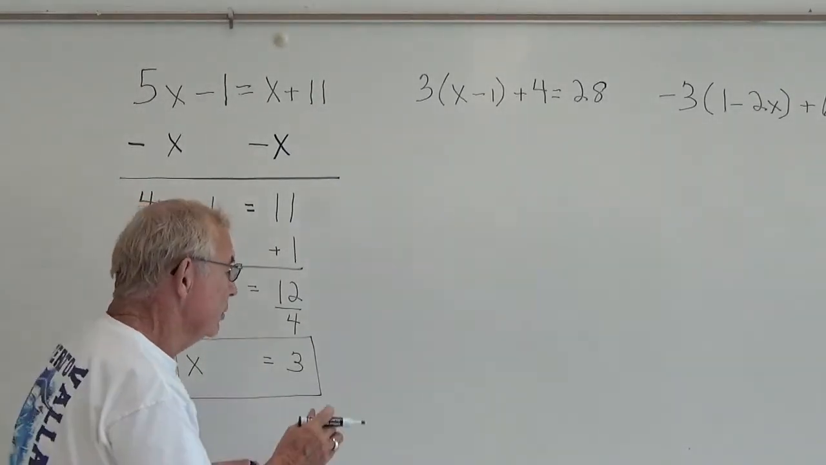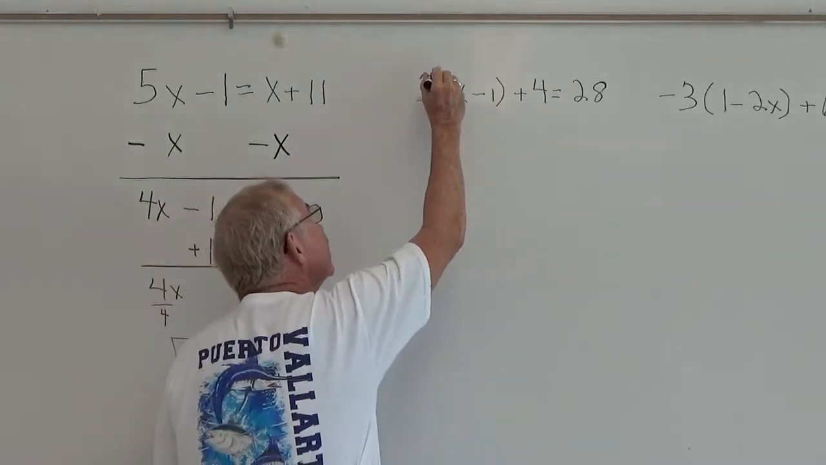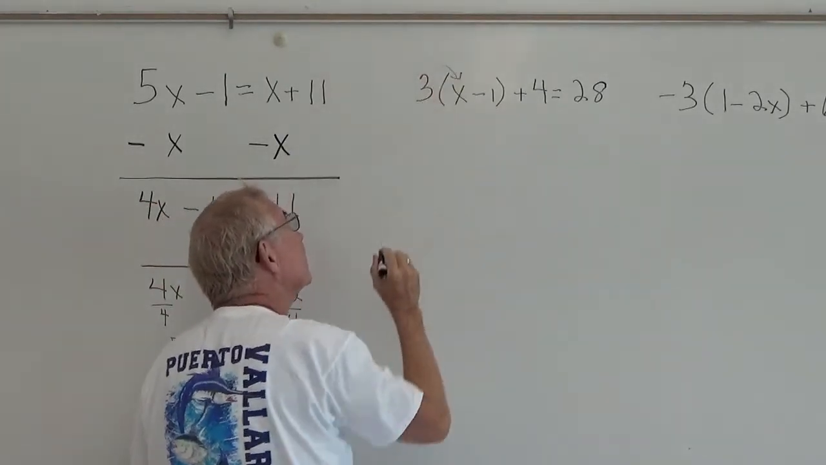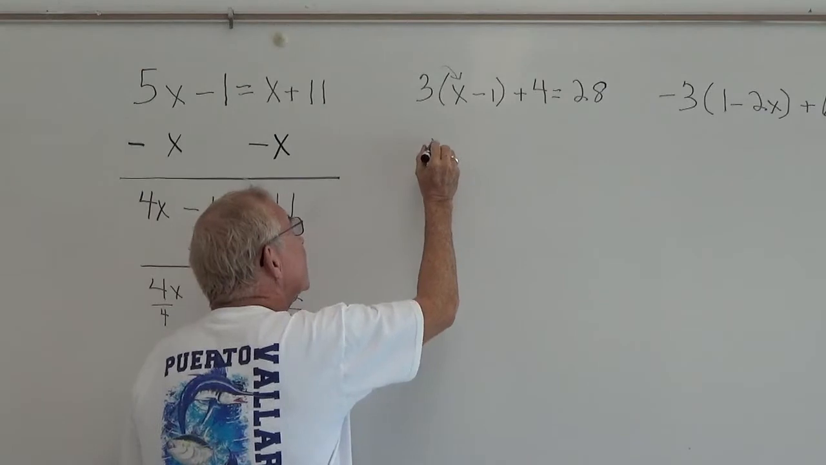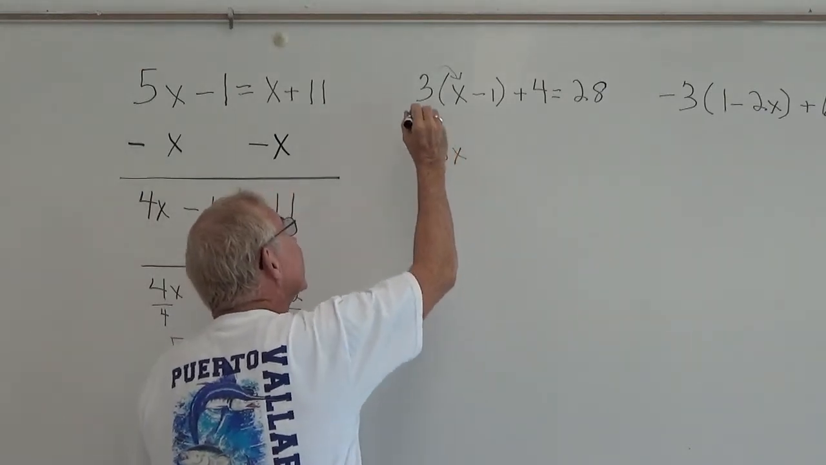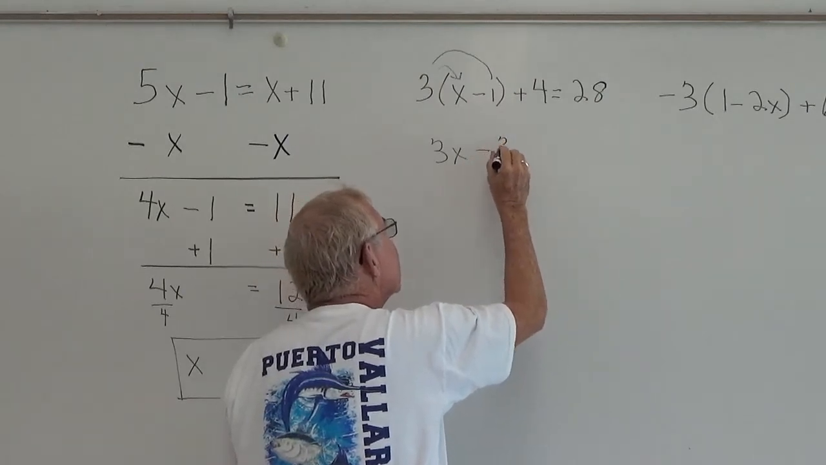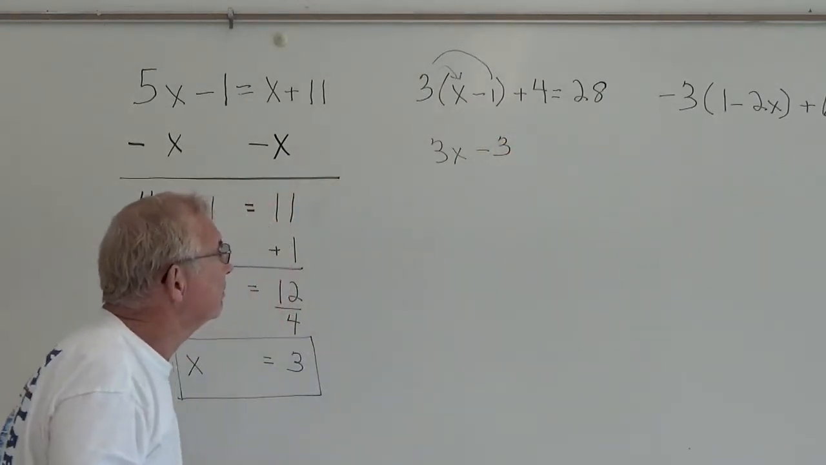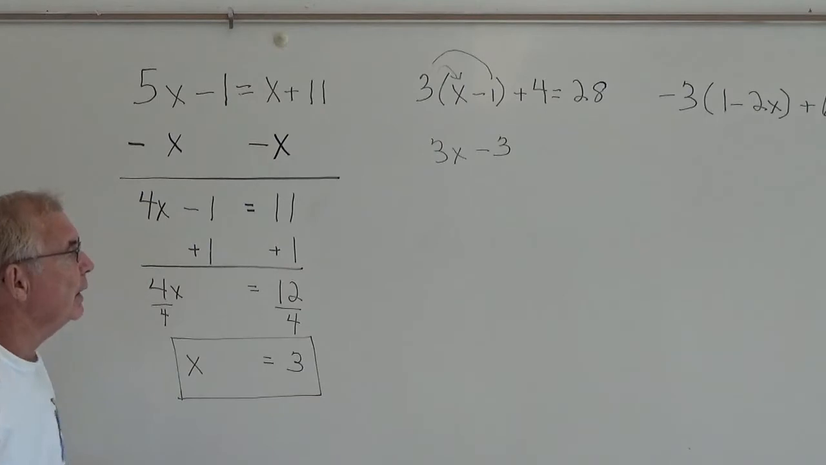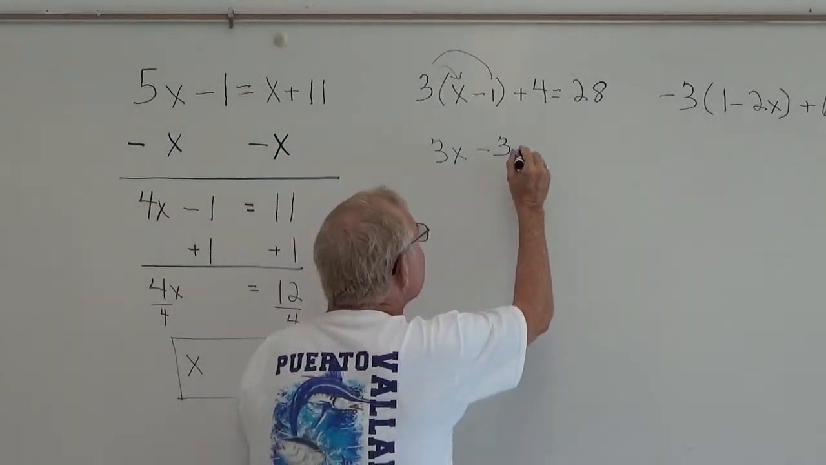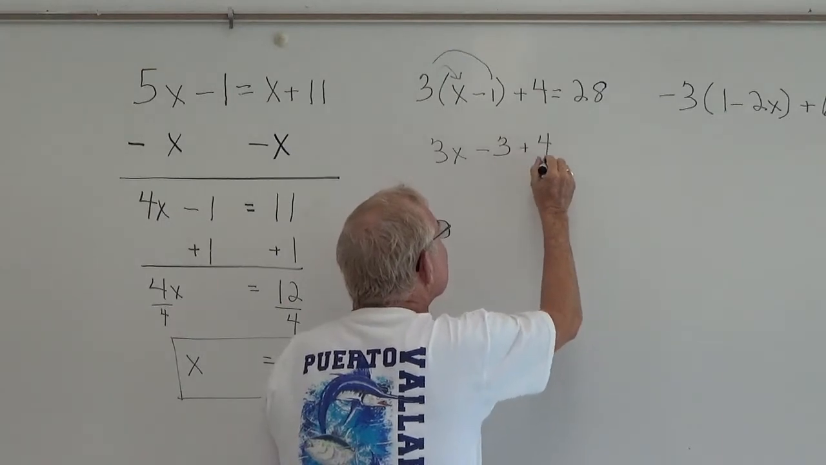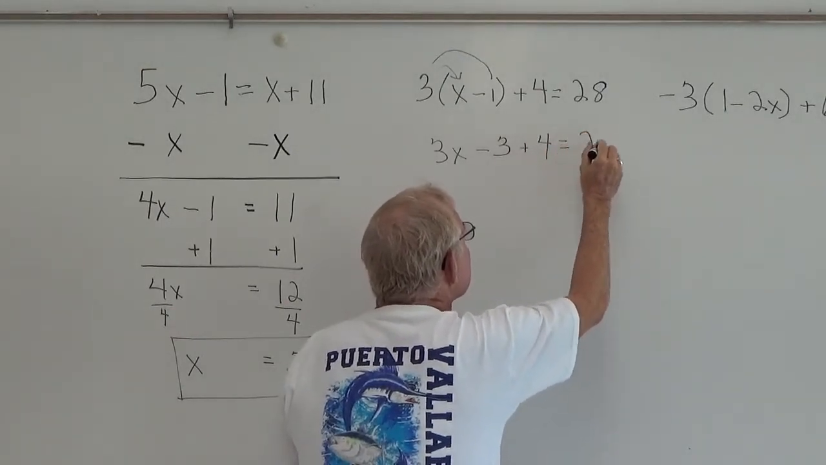So some students like to see this. It's 3 times x. And then they like to go 3 times negative 1. Other students don't need that step. Some do. So whichever. It's 3x minus 3. Then we add a 4 to it. And we get 28.